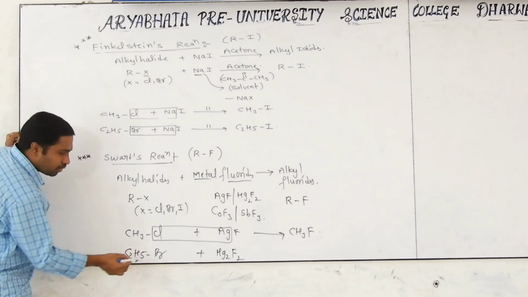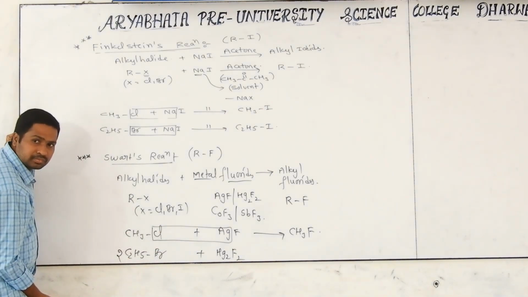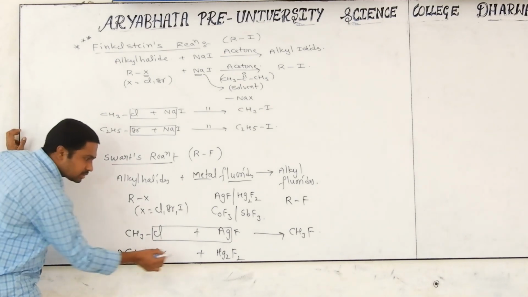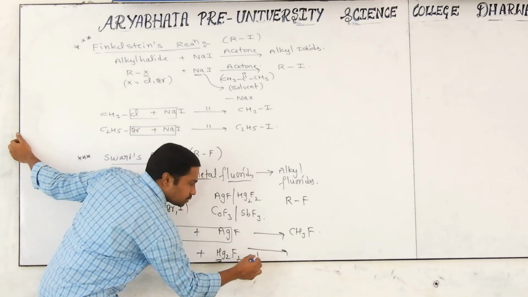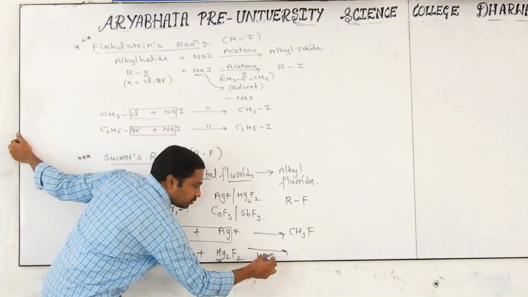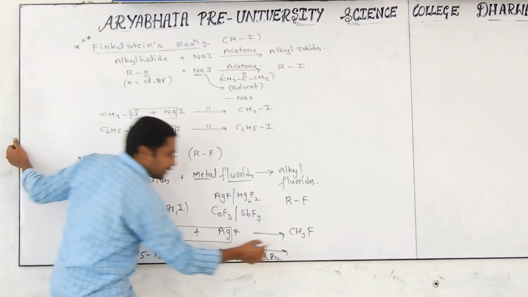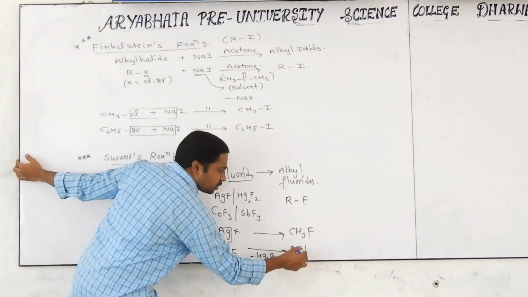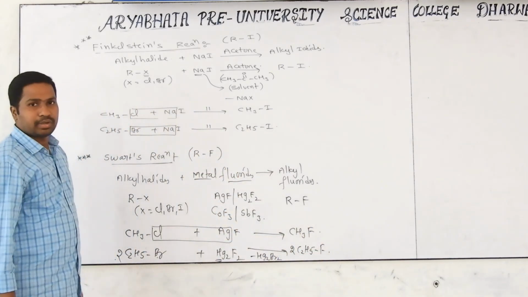But if you want to react, you compulsorily have to take 2 moles. Then only 2 Br combine with 2 Hg, becoming mercurous bromide, Hg2Br2, coming outside. The 2 bromines are replaced by fluorides. Then how many moles do we get? 2 moles of ethyl fluoride. It's a very important thing.